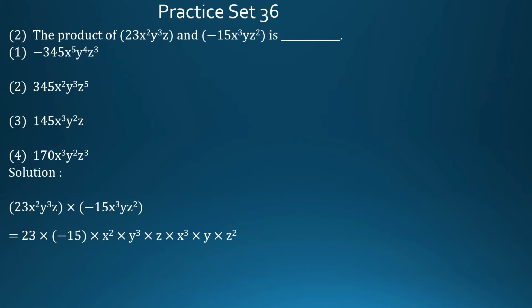So 23 into minus 15 is minus 345. X square into x cube will become x raised to 5. Y cube into y will become y raised to 4. And z into z square will become z cube. So the correct option is option A, that is minus 345 x raised to 5 y raised to 4 z cube.